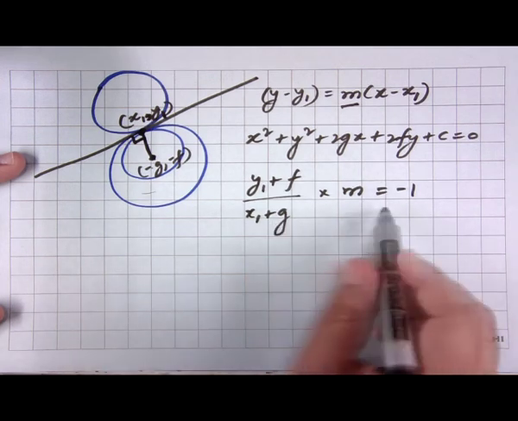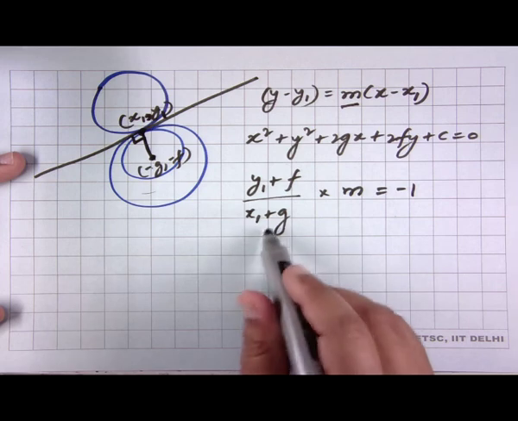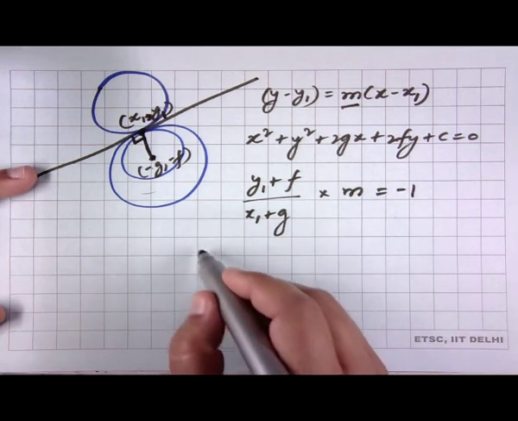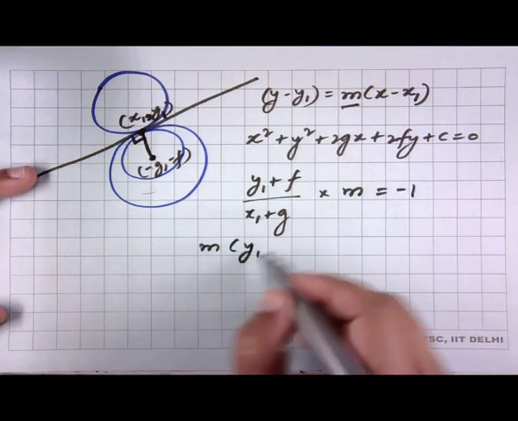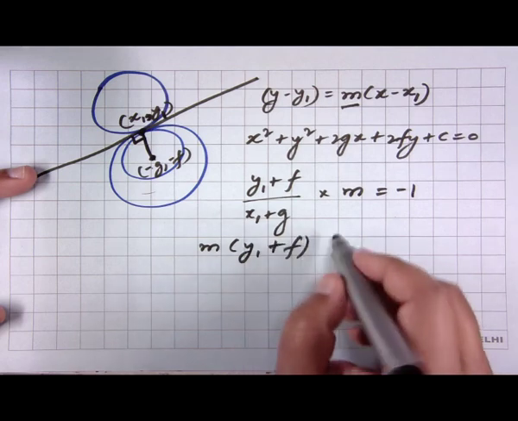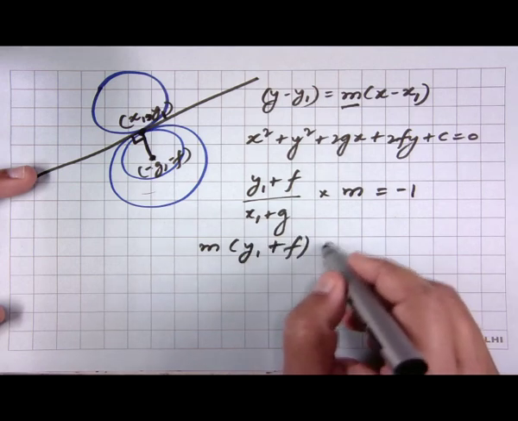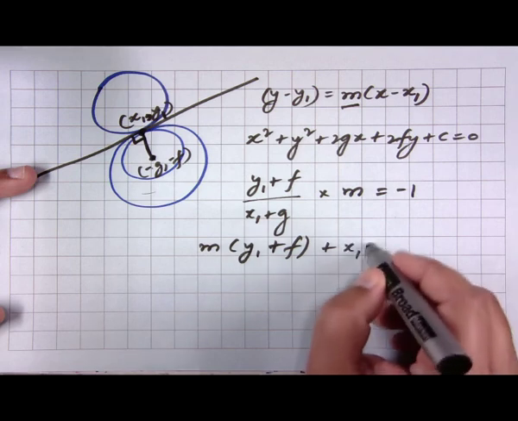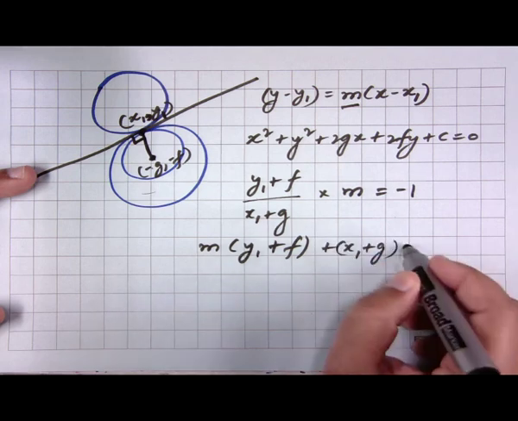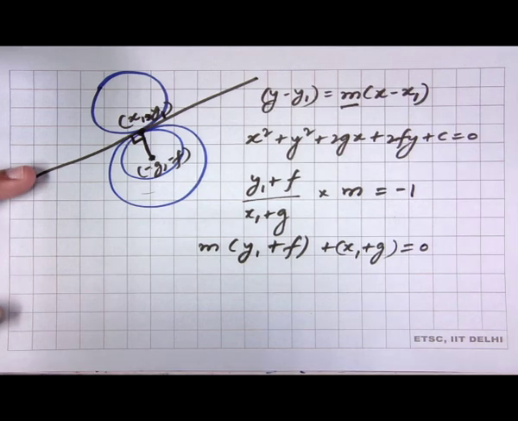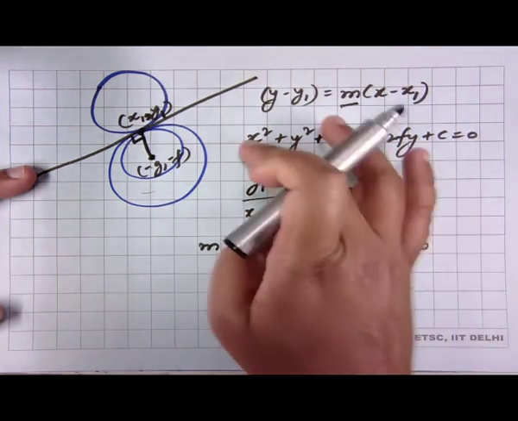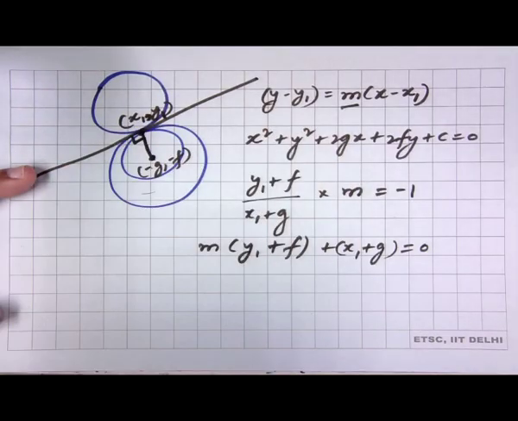And therefore, from here what we end up getting is that m times y1 plus f plus x1 plus g equals 0. So, now what we can do is we can use this information over here to derive the equation of the family of all such circles.